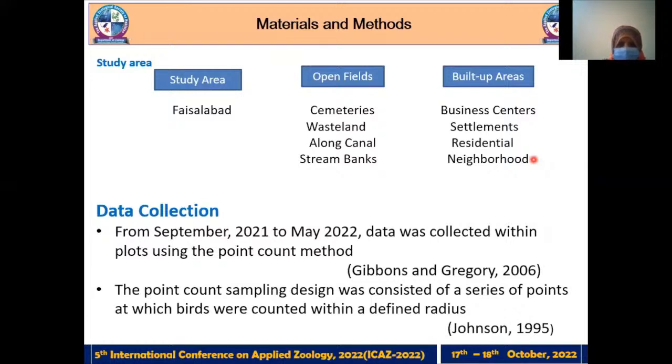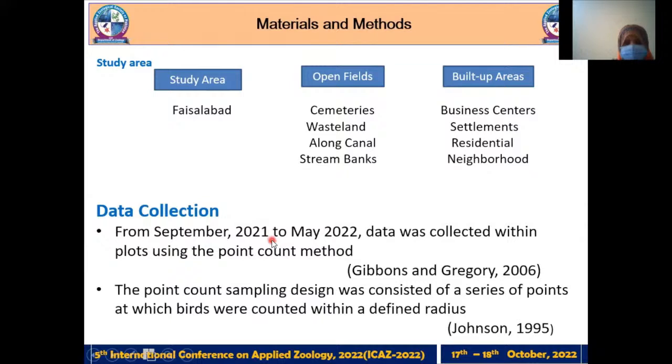Materials and methods. The study area was classified into two major types, open fields and built-up areas. The major open fields included the cemeteries, wasteland along canals and street banks, while the built-up areas included business centers, settlements, and residential neighborhoods. Data collection was from September 2021 to May 2022.